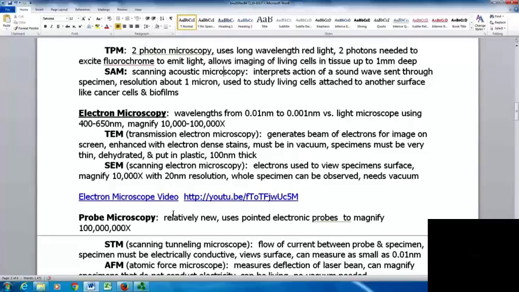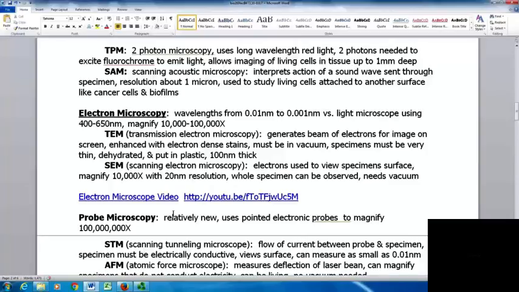The transmission electron microscope, or TEM, generates a beam of electrons for an image on the screen. It's going to be enhanced using electron-dense stains. These have to be used in a vacuum, so in addition to being toxic, there's the inconvenience of having to prepare them in a vacuum. The specimens have to be very thin, dehydrated, and put in plastic. And this works up to about 100 nanometers thick.